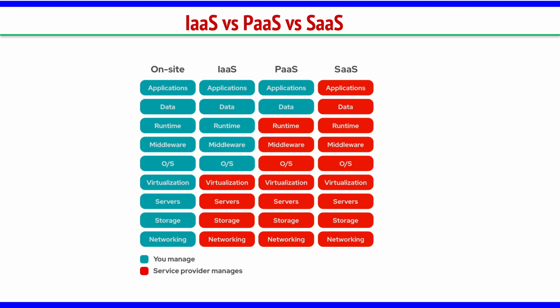So this is one important slide which talks about the differences between three different cloud service delivery models: infrastructure as a service, platform as a service and software as a service.